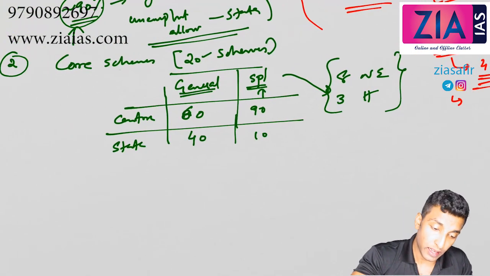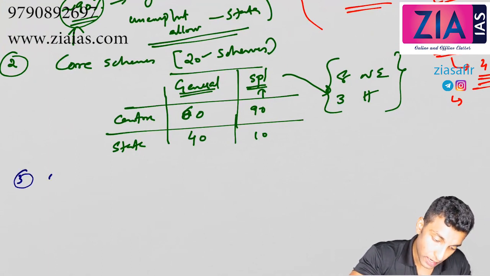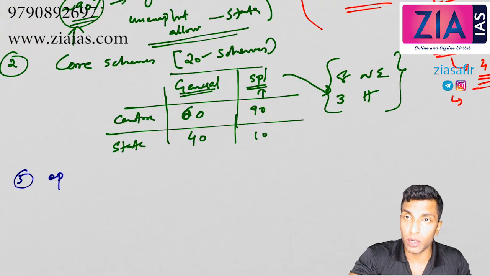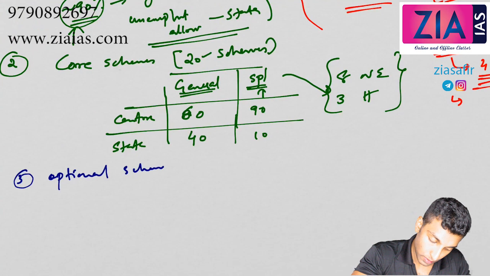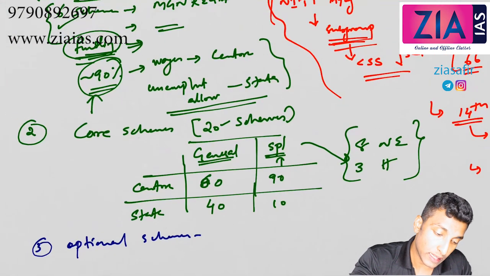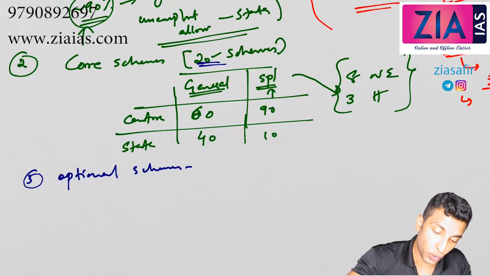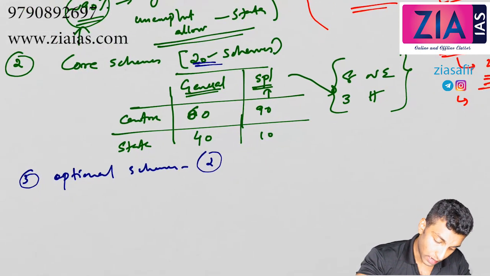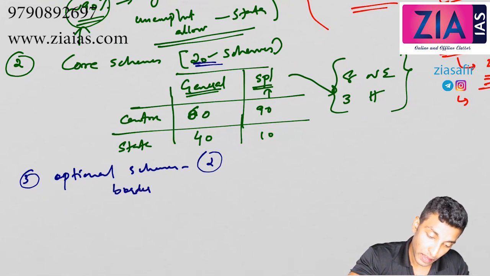I hope this is clear. Now the third one, optional schemes. Okay, so core of the core, core, optional. So here 6 are here, 20 are here, so balance 2. So here 2 are there. Now what are they? Like border area development program.